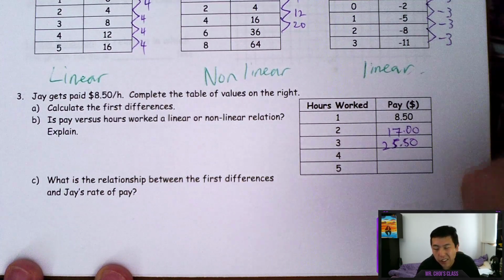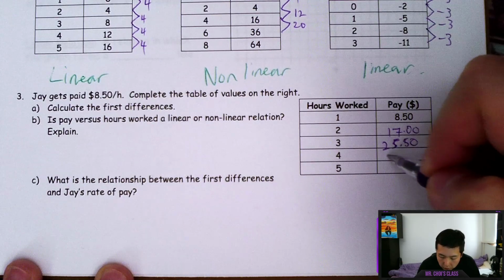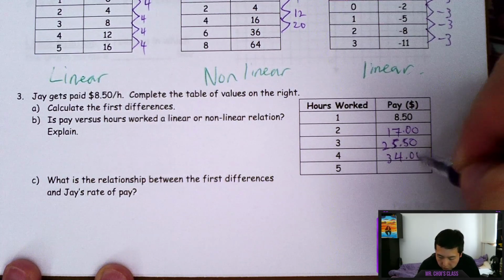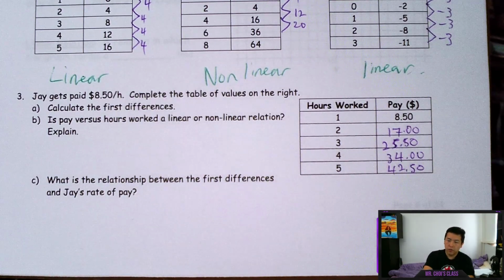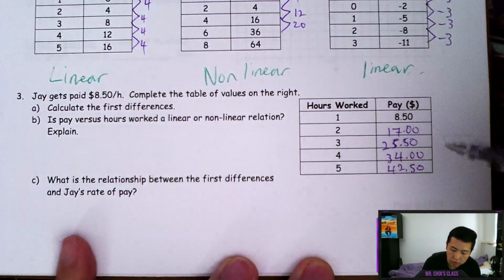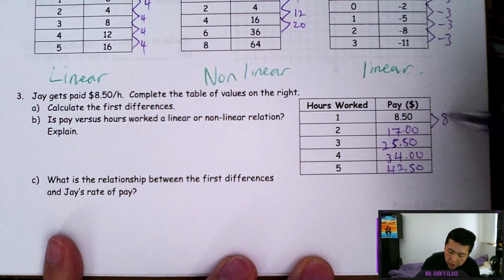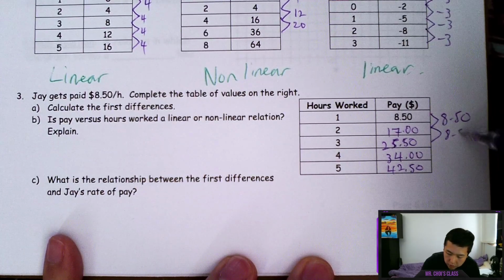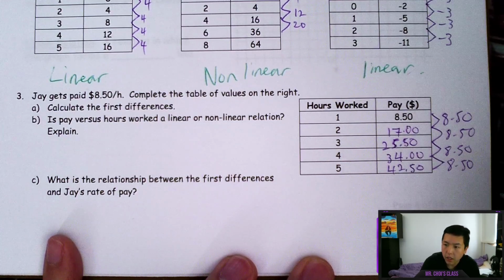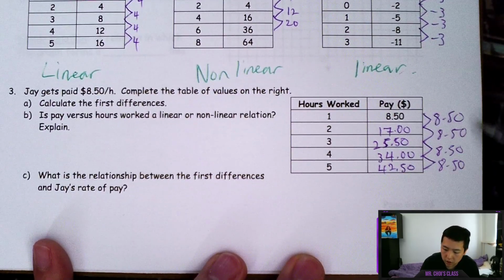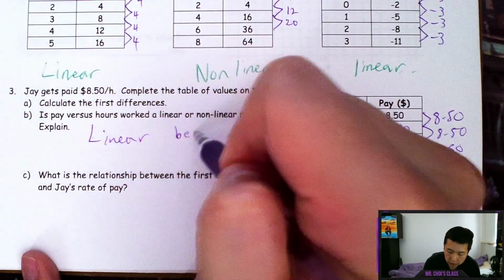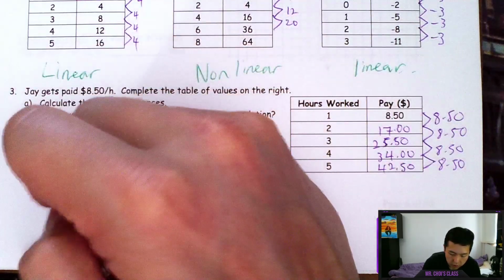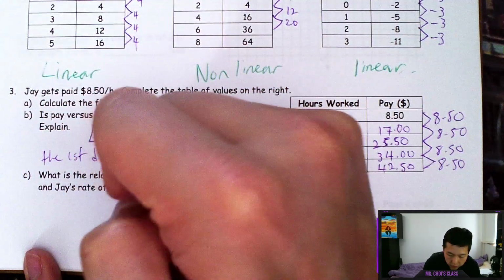Right? And then another 8 after that would be $34. And then another 8 after that would be $42.50. Okay? So, is this linear or nonlinear? Well, if we calculate the first differences, we should get $8.50, right? It's constantly going up by $8.50, which means this must be linear because the first differences are the same.